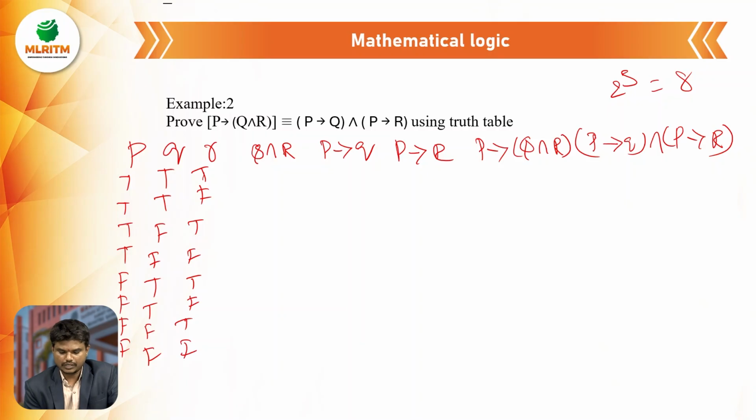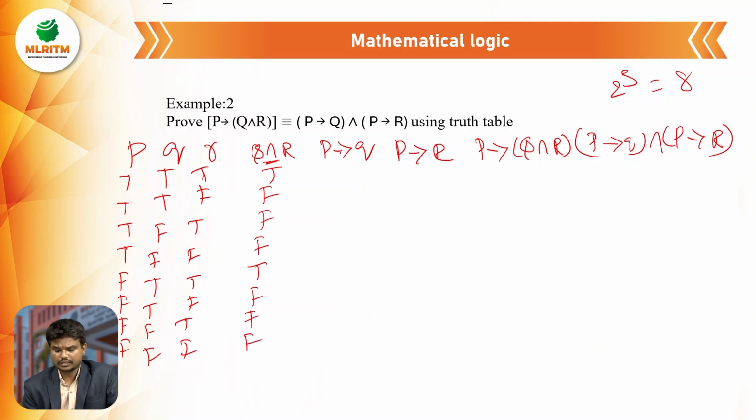Next, Q and R. What is the conjunction Q and R? If both cases are true, it will be true. The remaining cases are false. Here consider Q and R: true, false, false, false, true, false, false, false.